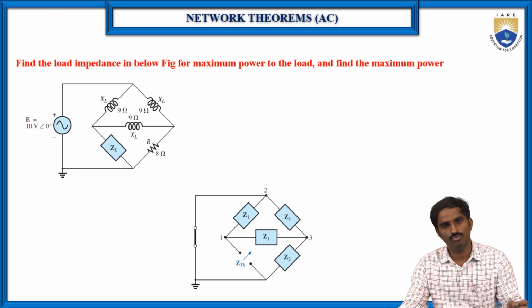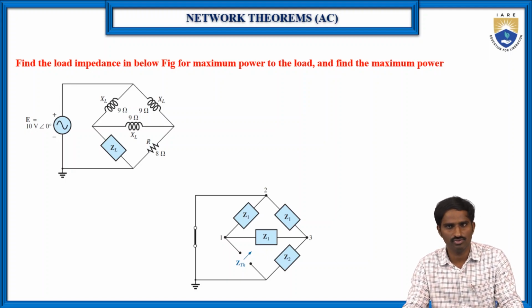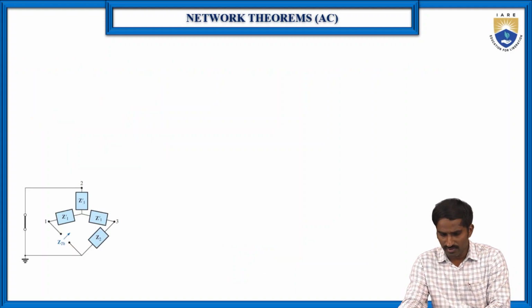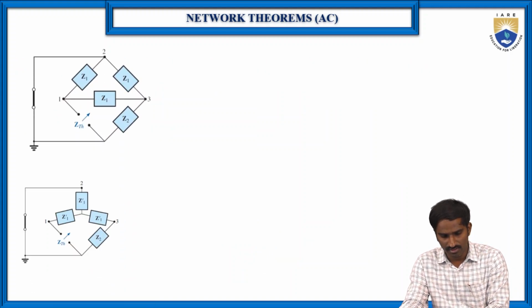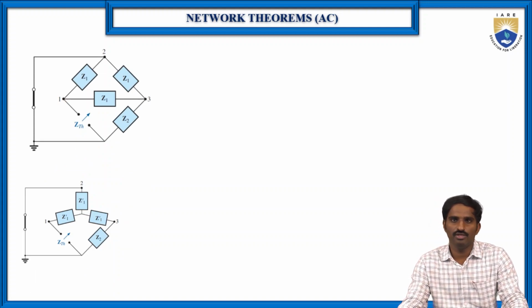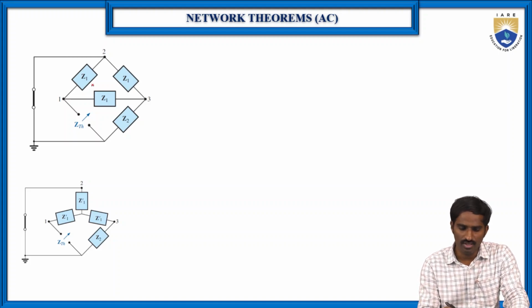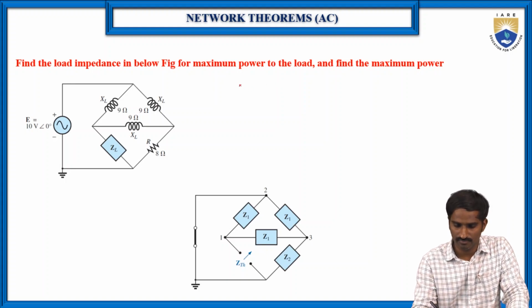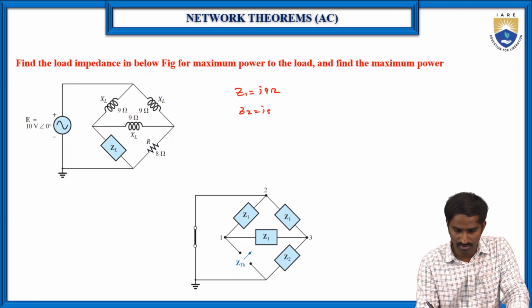Then by replacing the voltage sources with the short circuit, because anyway here only voltage sources are there, the voltage sources have been replaced with the short circuit, right? So first let us find the Z Thevenin's value. Here, the same way, first we need to write Z1, which is nothing but J9 ohms, and Z2 is equal to also J9 ohms, and Z3 is also J9 ohms.